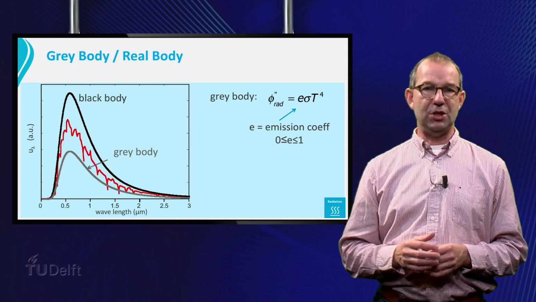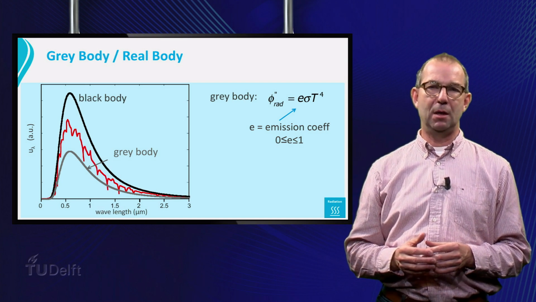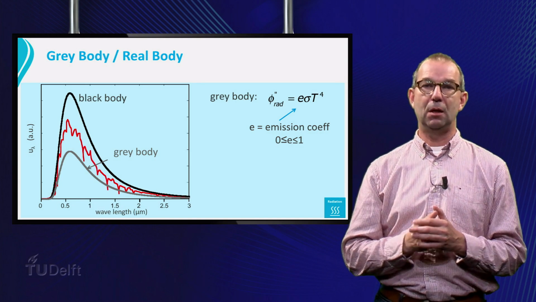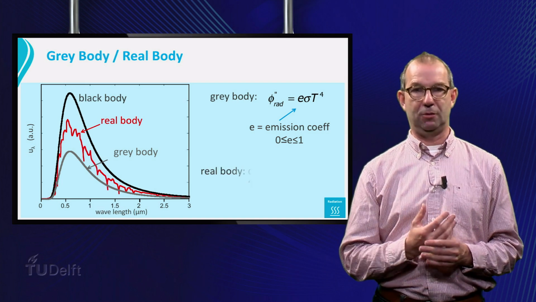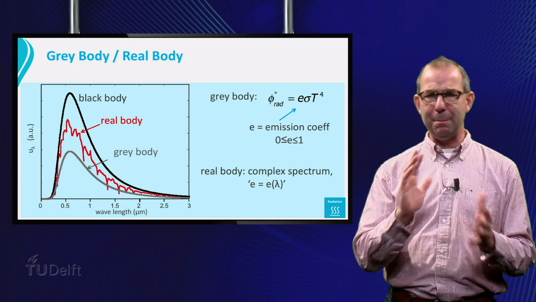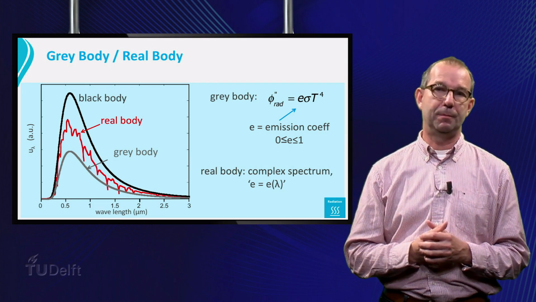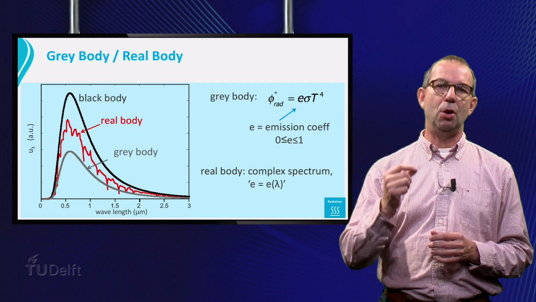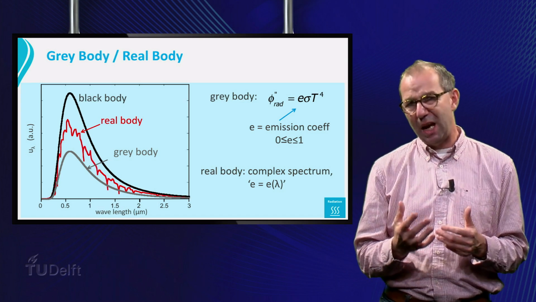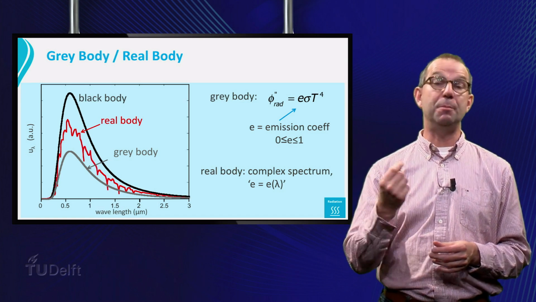In the graph, we see that a grey body has the same curve as the black body, but with everywhere the same reduction factor. Real bodies have a more complex spectrum, as is indicated by the red line. It still resembles a bit the black body curve, but it's much more erratic. This is a consequence of the molecular structure of the substance of the object. One could say that the emission coefficient for real objects is wavelength dependent.